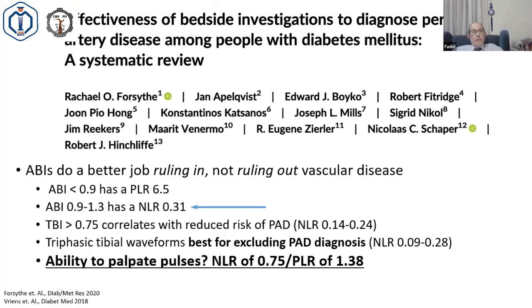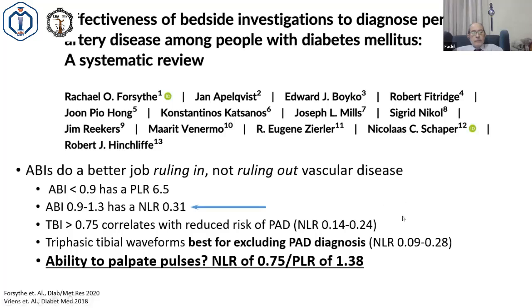This is an article by Forsyth et al., also reference one by Vranz et al. From 2020 and 2018 respectively, looking at the effectiveness of bedside investigations to diagnose peripheral arterial disease in these patients. This first one by Forsyth is a systematic review, and they showed that ABIs, or ankle brachial indices, do a better job of ruling in but not ruling out vascular disease.